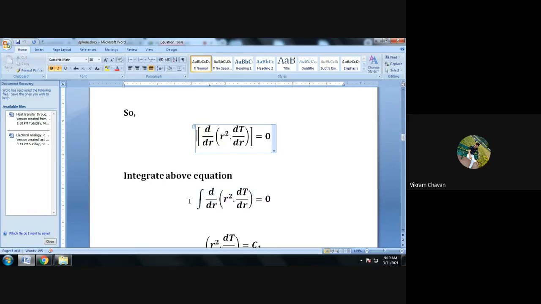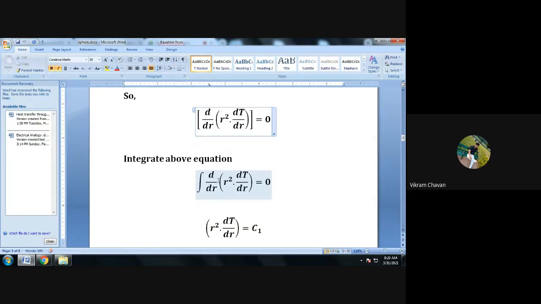So write down: integrate the above equation. Integration of d/dr of (r square multiplied by dT/dr) complete, equal to 0. Okay, so this integration will be applied to the first derivative. The derivative will be cancelled and we have to include one constant of integration in the equation.